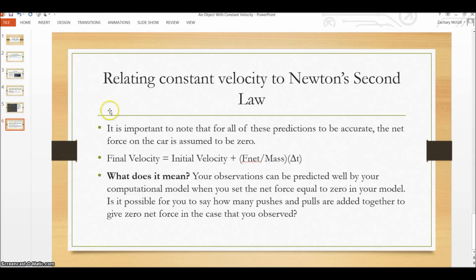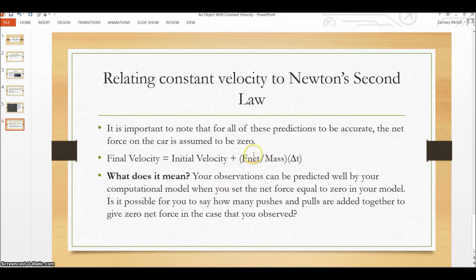We have a final slide, which is relating all of this back to Newton's second law. It's very important for us to note that for all of these predictions to be accurate, the net force of the car is assumed to be 0. Here we have Newton's second law written out in words. You saw it before in code. Final velocity equals initial velocity plus F net divided by mass times delta t. And what does it all mean?